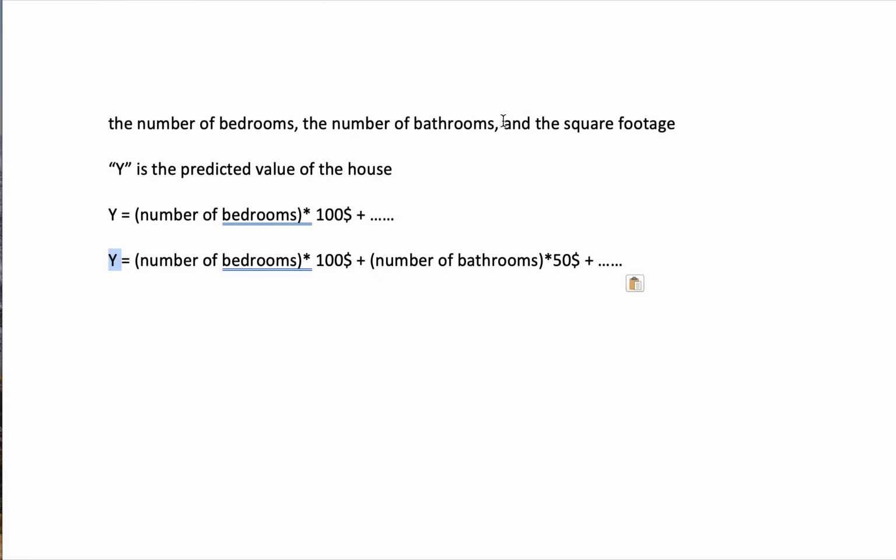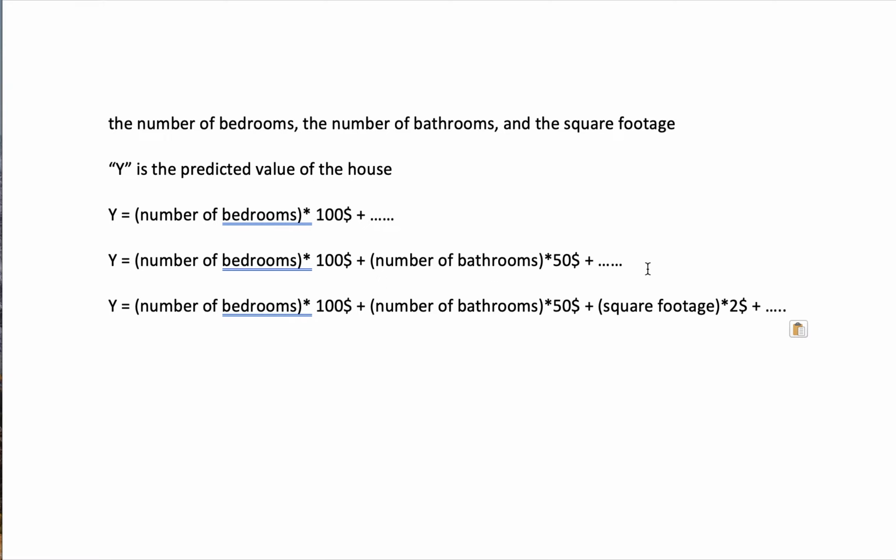And now we have the square footage. That's what remains. So let's say that each square foot in the house is $2. Because let's say like a house can easily have 2,000 square feet, right?